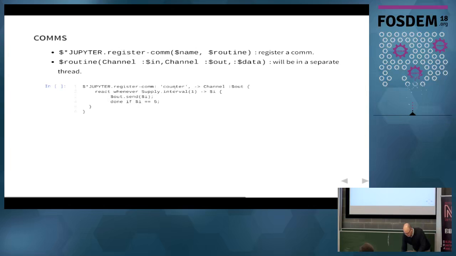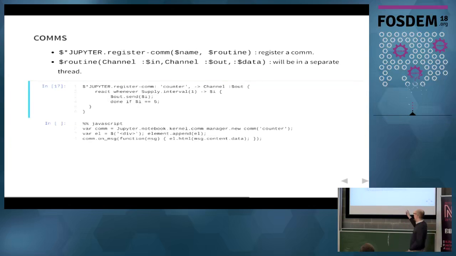So if we run this code, we are creating a com. And then on the front end, we use the Jupyter com API and say, give me a new com that is registered as counter on the back end. And then make a new div element and associate with this com a callback on the front end that says every time you receive a message, put it into the div element. Okay. Is that straightforward enough? Sort of? Okay, that's what we're going to get. 1, 2, 3, 4, 5. Very exciting. Yes.